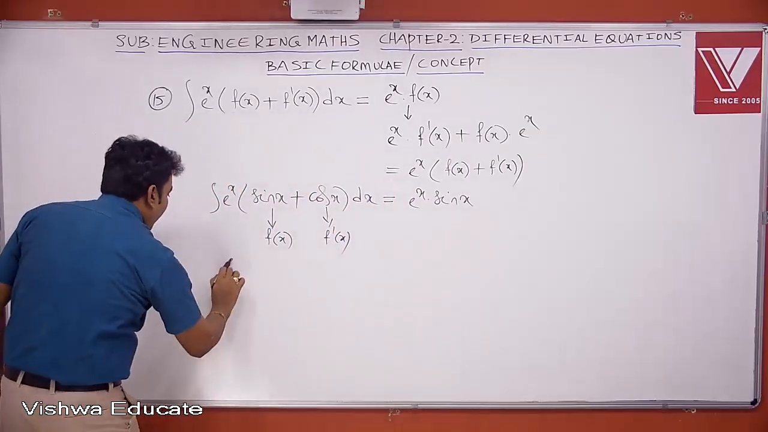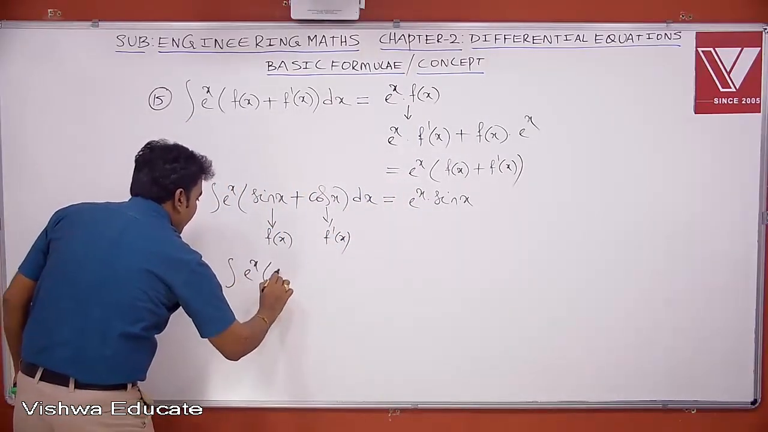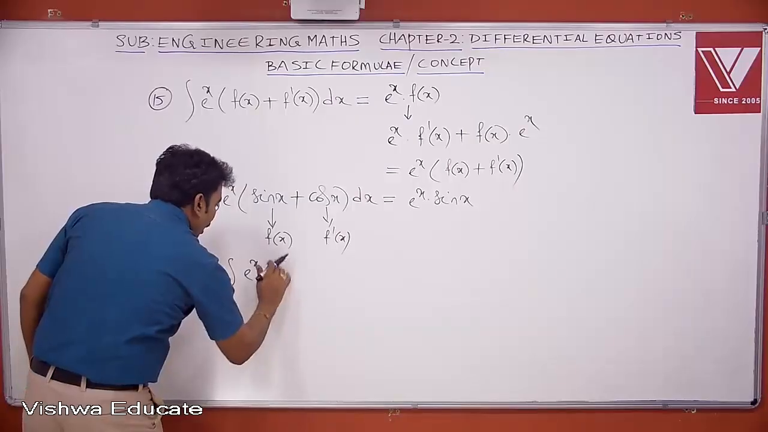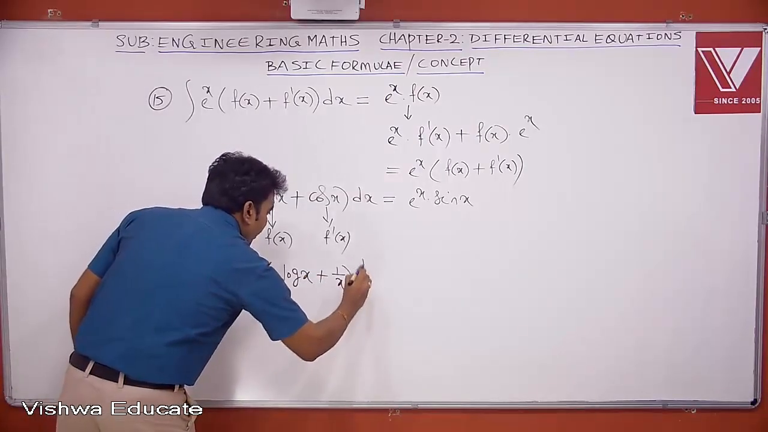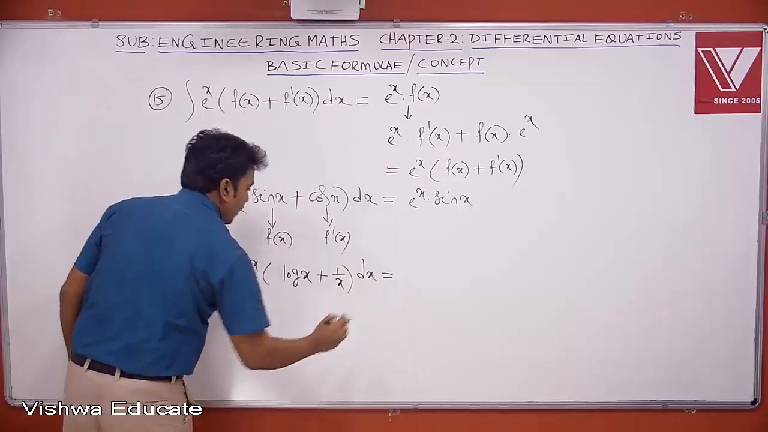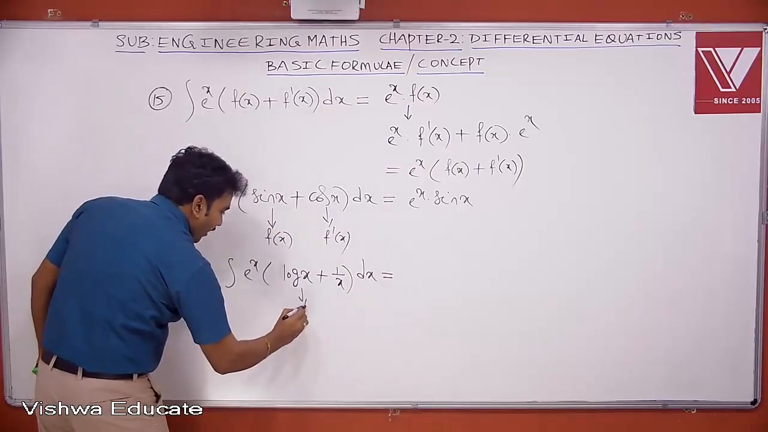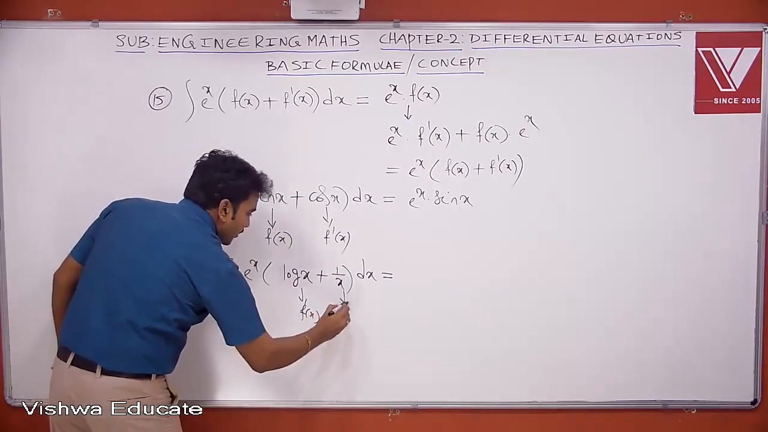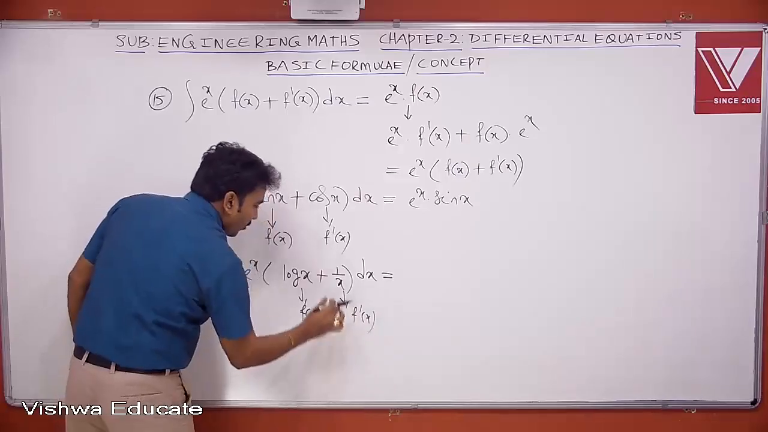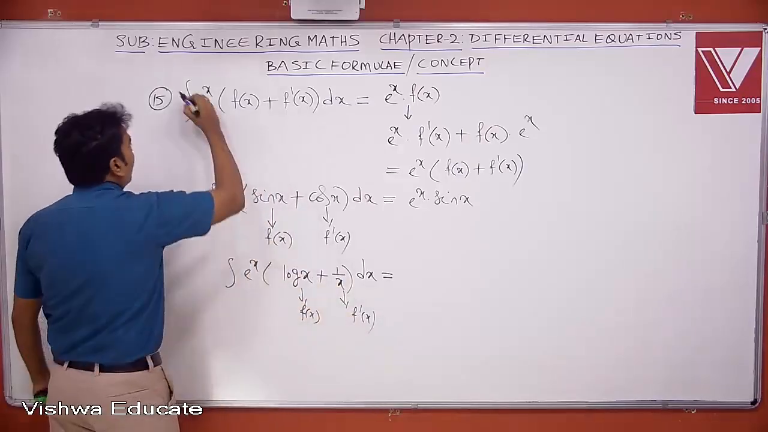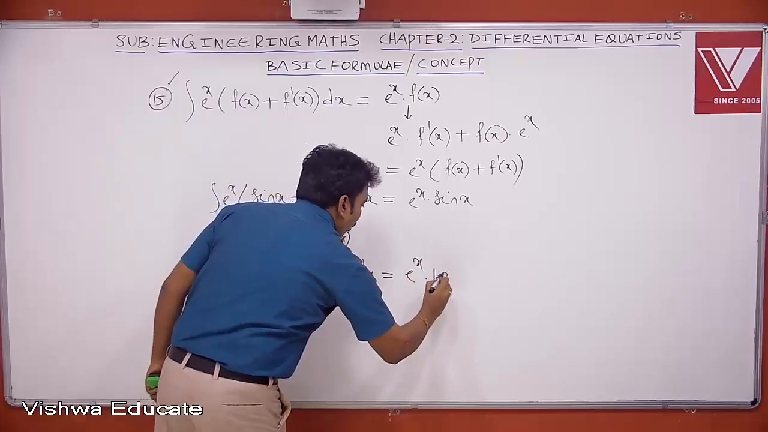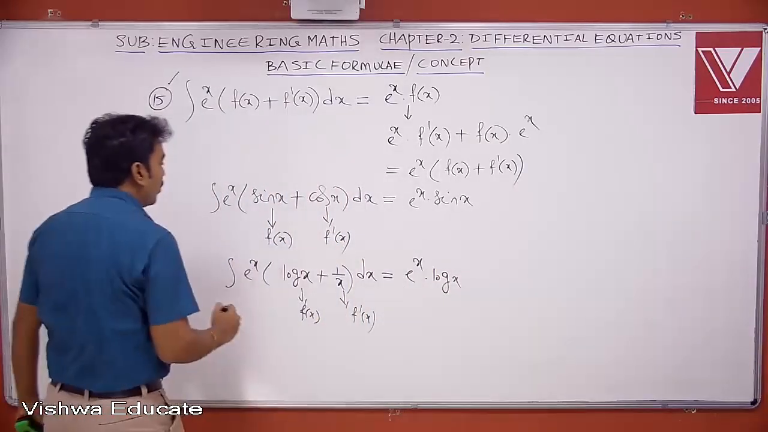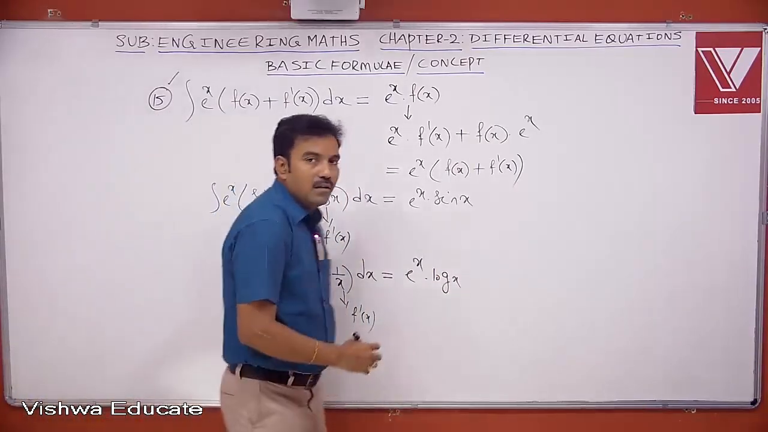Another useful formula is if I have integral e power x into log x plus 1 by x dx. Now this is f of x and this is the f dash of x. 1 by x is derivative of this. So according to rule number 15, the result is e power x into log x. Note this.